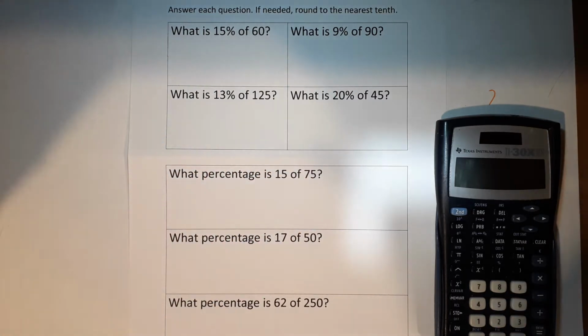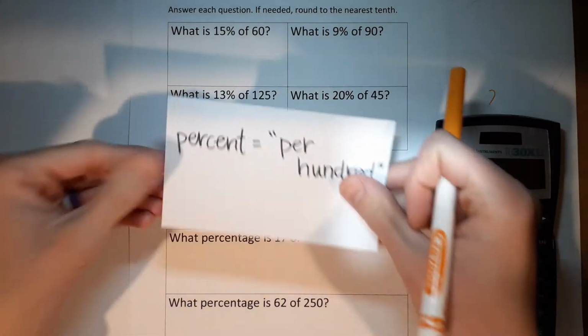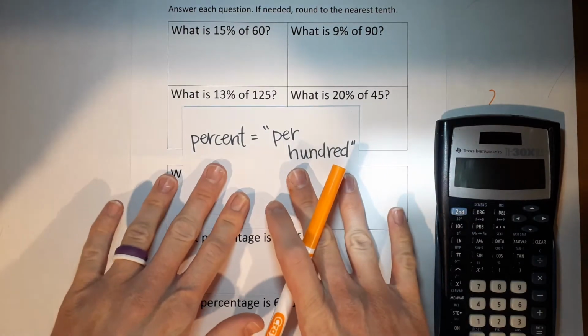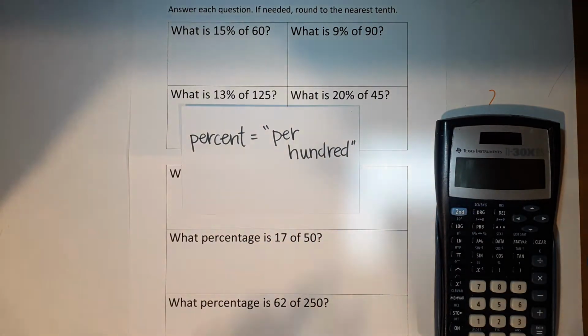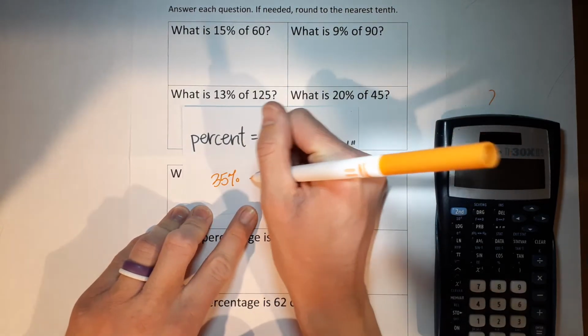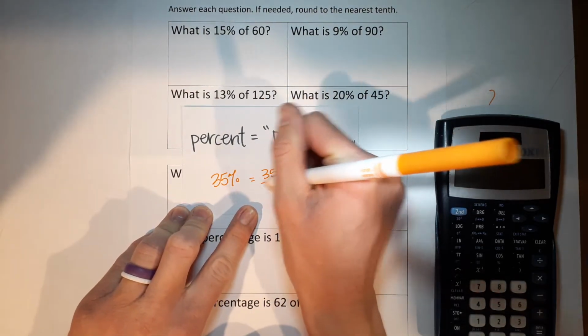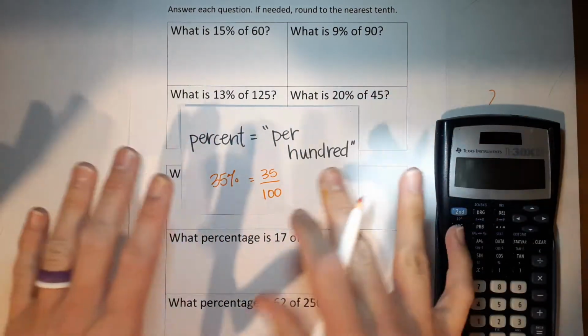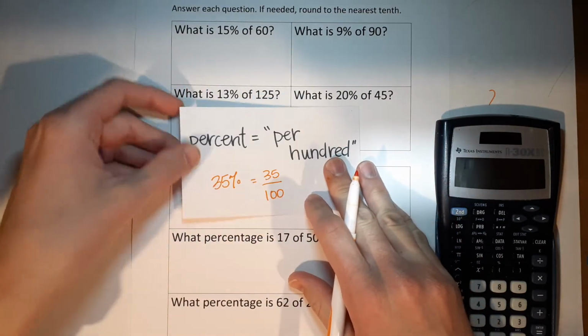Okay. So, what are percentages? Okay. Percent means per hundred. Okay. Why do I care? That means if I say 35%, it really means 35 out of 100. Okay. And if you're like, okay, why do we care?